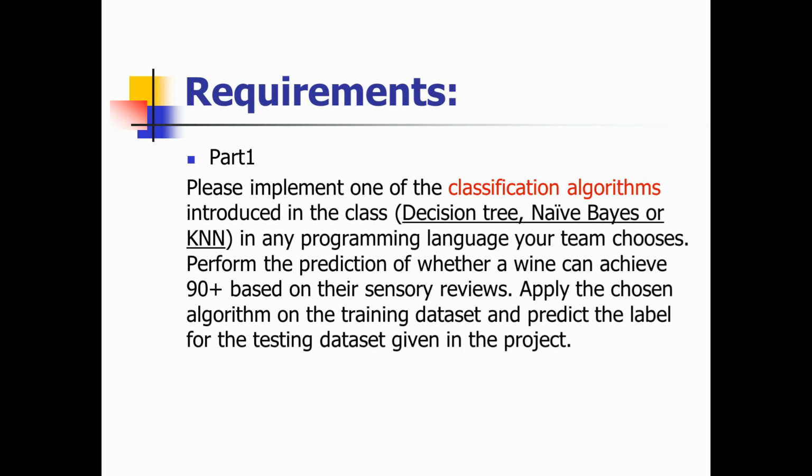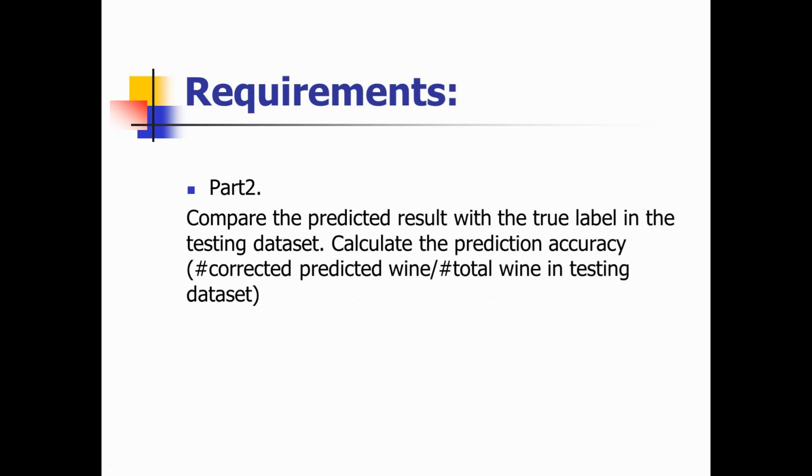And therefore, you need to write your own code. Perform the prediction of whether a wine can achieve 90 plus based on the sensory reviews. Apply the chosen algorithm on the training data set and then predict the label for the testing data set given in the project. So that's the first part.